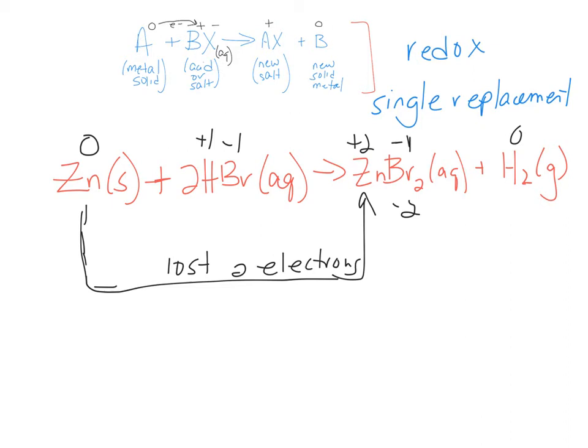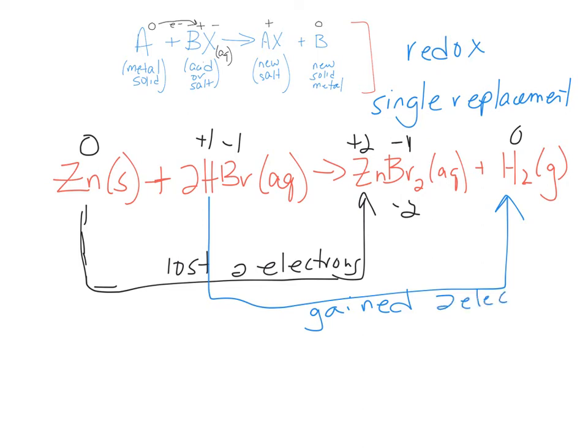Now this is where it gets a little tricky. This hydrogen has a charge of +1, and here it's 0, but there are 2 hydrogens. 2 hydrogens, they each have a charge of +1. So the hydrogen itself, each one went from +1 to 0, but since there are 2 of them, they each gained 1 electron, or together they gained 2 electrons.